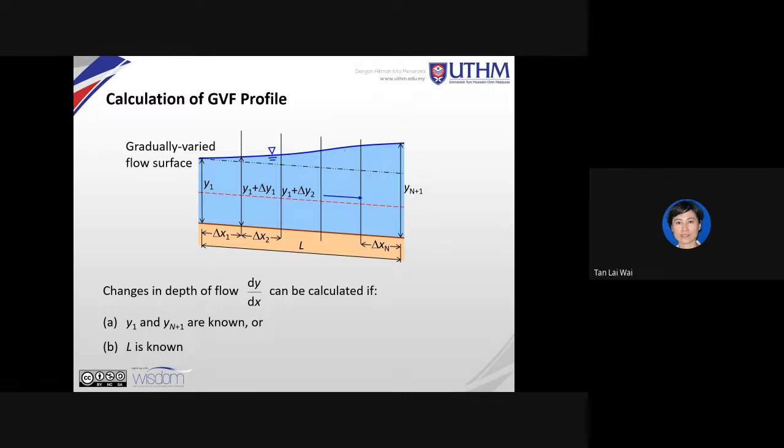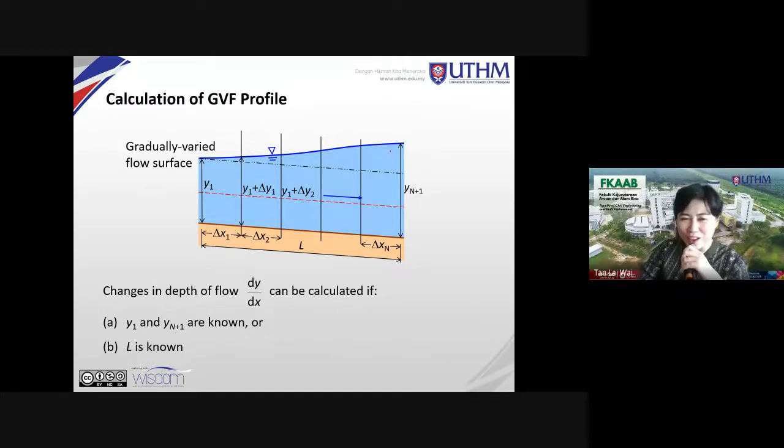When there is a gradually varied flow profile, for example due to a structure downstream, then you have backwater flow, right? We can actually determine how far this backwater flow would occur, I mean, the gradually varied flow profile would be. That means we can determine L, the distance, and we can also determine the depth of flow at any section.